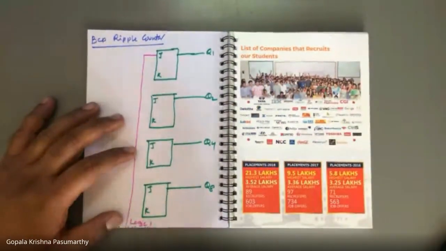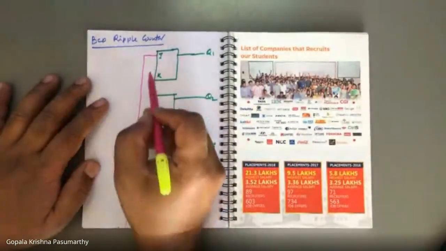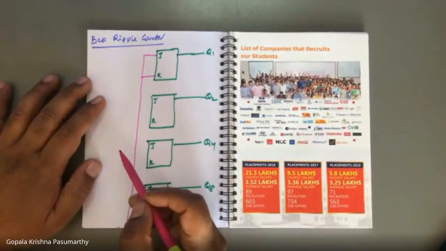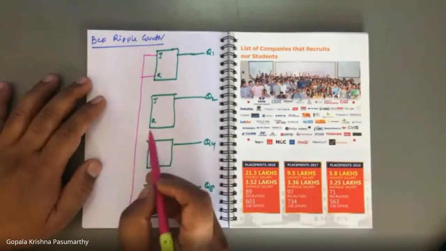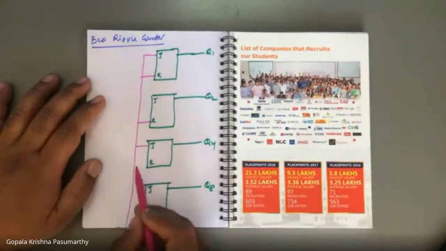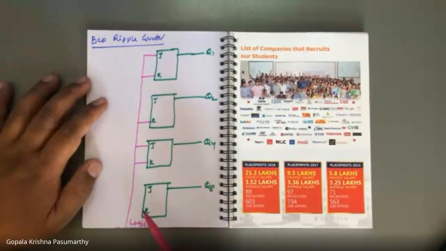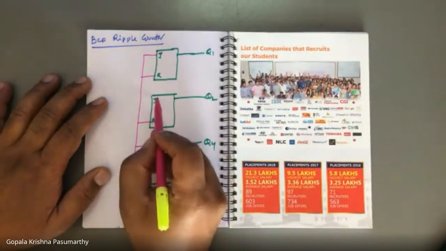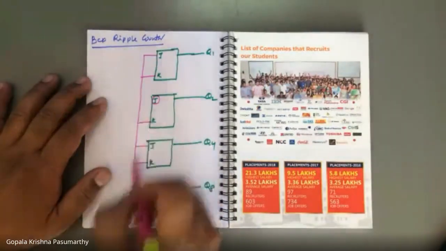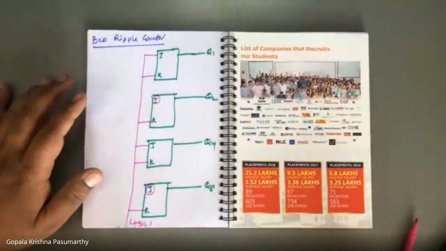This line is called logic 1. The first flip-flop's J and K are both connected to logic 1. This flip-flop's K is connected to logic 1. Q4's J and K are both connected to logic 1. This is connected to logic 1. Only the second flip-flop's J input and the 8th flip-flop's J input are not connected to logic 1. I will show you why it is like that.